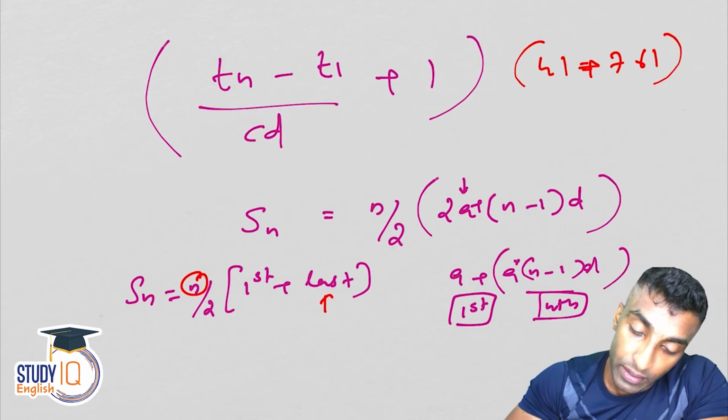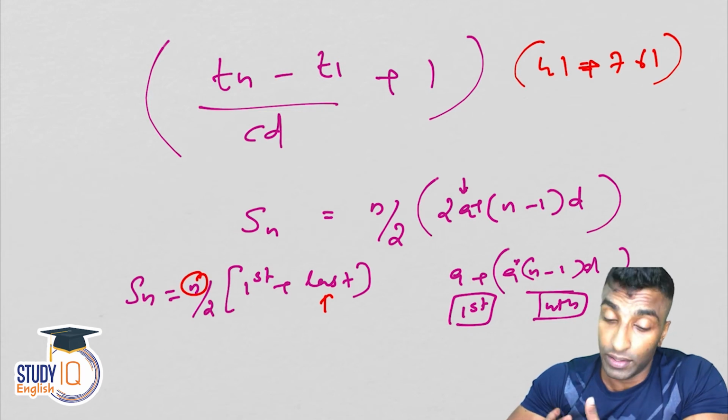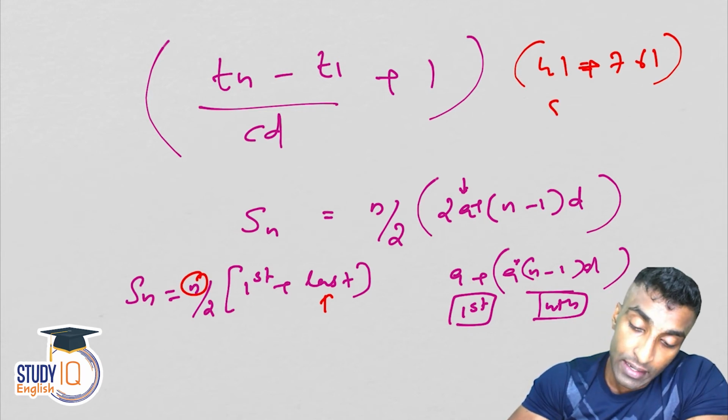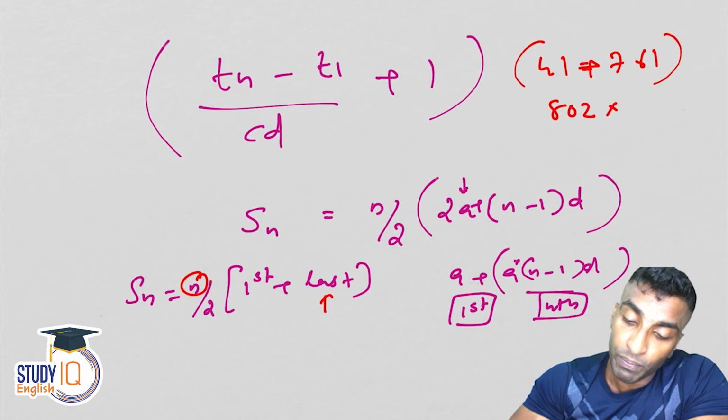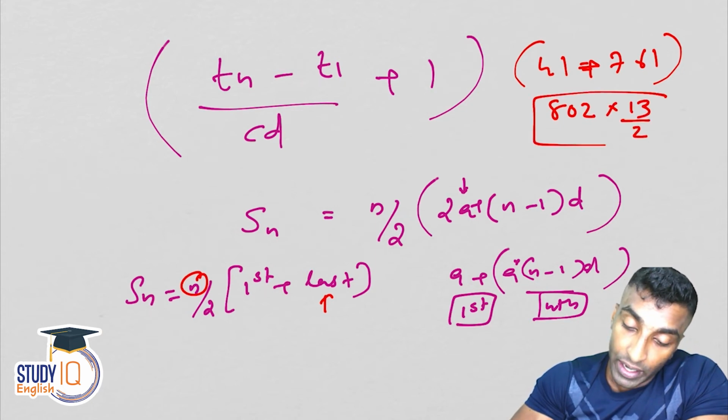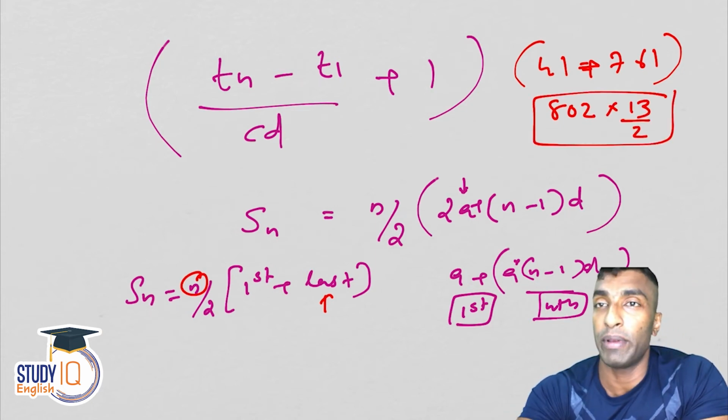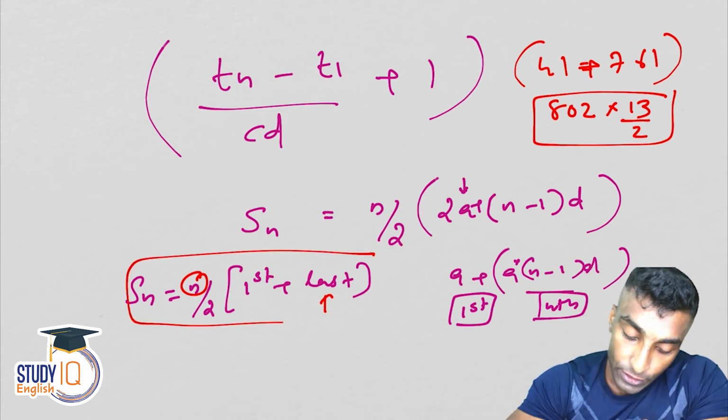So here, this is what you will get as the sum: T1 plus Tn, that is the first and last, so that becomes 802. And what is n? 13 divided by 2. So when you do this, you will get the sum. Okay, so just remember this.